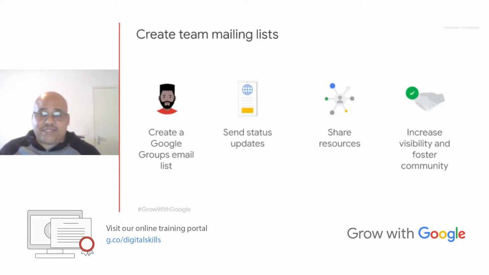Team mailing lists. So you can create Google Groups email lists such as teams@google.com or sales@google.com. And with that, you can send status updates to the whole group. You can CC the group into emails. You can share resources, you can increase the visibility, and you can foster community.